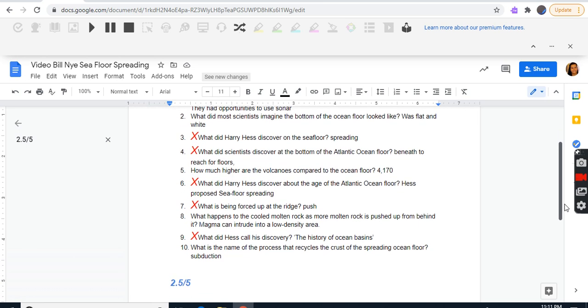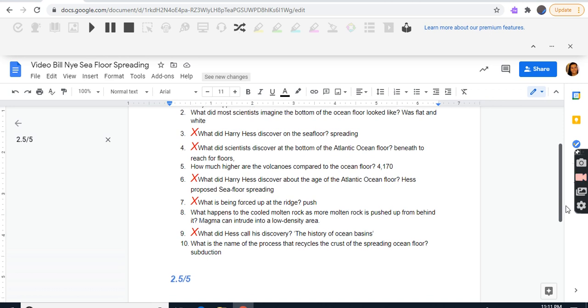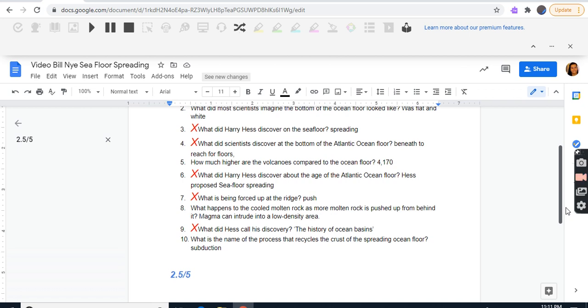What did Harry Hess discover about the age of the Atlantic Ocean floor? Hess proposed seafloor spreading. What is being forced up at the ridge? Push. What happens to the cooled molten rock as more molten rock is pushed from behind it? Magma can intrude into a low density area.